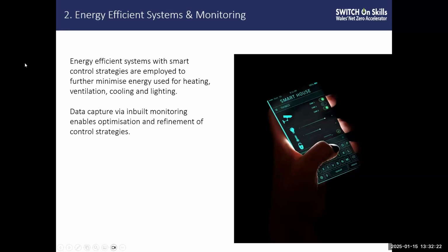Number 2, energy efficient systems with smart control strategies should be employed to further minimize the energy used for heating, ventilation, cooling, and lighting. It's not just a case of turn the heating on and then turn it off, or just leave it on for an unknown length of time. We're building into the system techniques to capture that data and also to improve the efficiency and maximize the amount of energy that we're putting in, in terms of heat and ventilation, that we're experiencing as occupants.